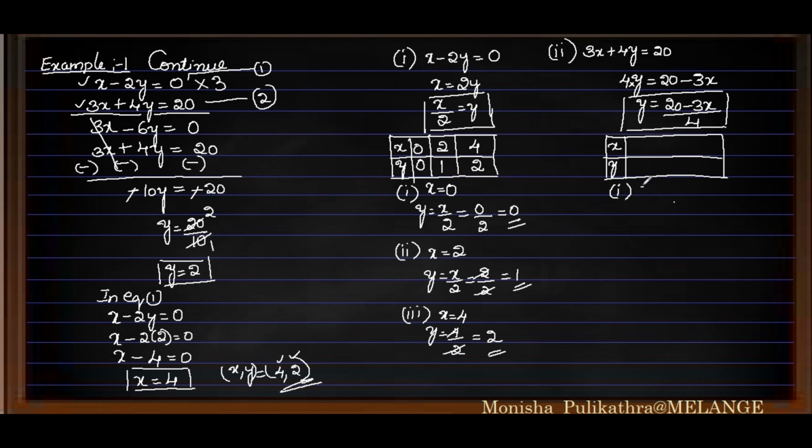So the first point is x is equal to 0. When I put x is equal to 0, we will get (20 minus 3 into 0) divided by 4. 3 into 0 means 0 itself. So remaining is 20 divided by 4. 4 fives are 20. Okay. So when x is equal to 0, y is equal to 5.